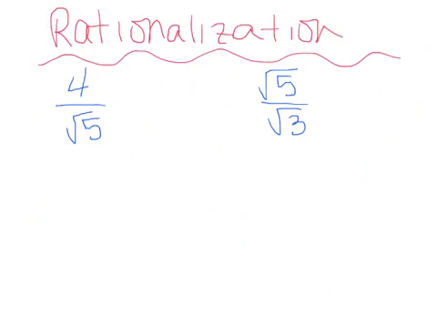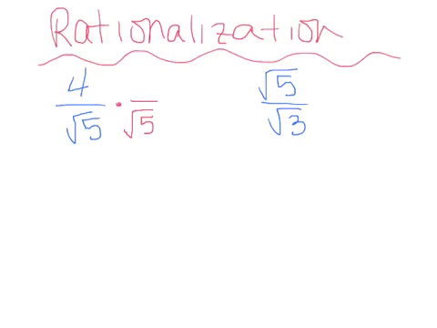Okay, rationalization. If you remember the rule that said when things are simplified, they cannot have a radical in the denominator. So we need to get rid of that radical. And the best way to get rid of the radical is to make the denominator a perfect square. To make the denominator a perfect square, I need to multiply it by itself. So I'm going to multiply it by what's in the denominator, square root of 5.